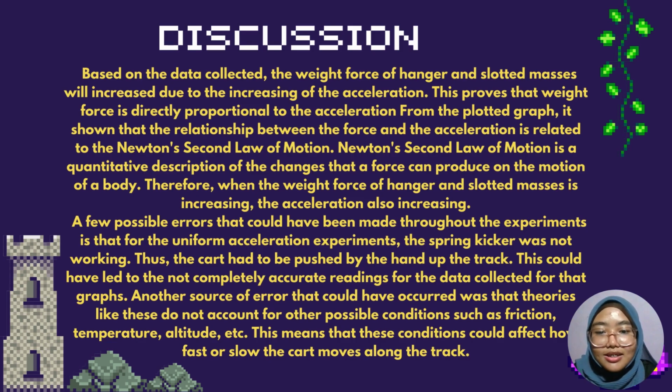A few possible errors that could have been made throughout the experiments is that for the uniform acceleration experiments, the spring kicker was not working. Thus, the cart had to be pushed by hand up the track. This could have led to not completely accurate readings for the data collected for those graphs. Another source of error is that theories like this do not account for other possible conditions such as friction, temperature, altitude, and so on. This means that these conditions could affect how fast or slow the cart moves along the track.